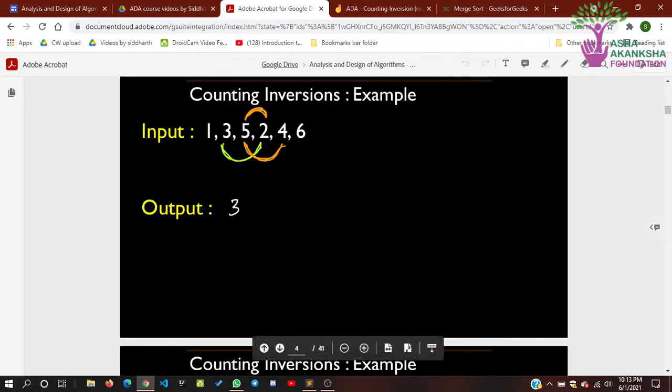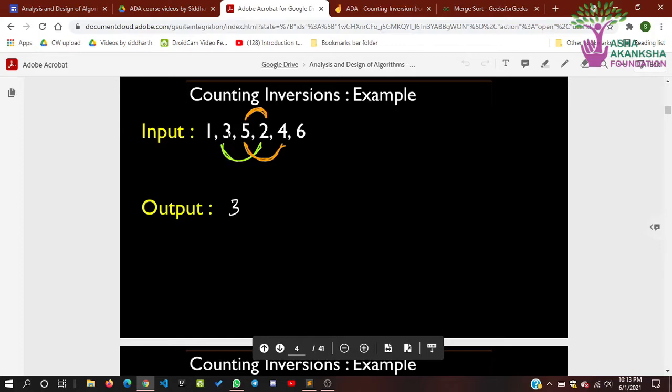For example, take this particular example array. These are the elements which are stored. Now, what is one inversion? Suppose this is 3 and this is 2. This is one inversion. Another inversion is 5, 2, and another inversion is 5, 4. Why? For the 3, 2 case, 3 has an index of 2 and 2 has an index of 4. 2 is less than 4.